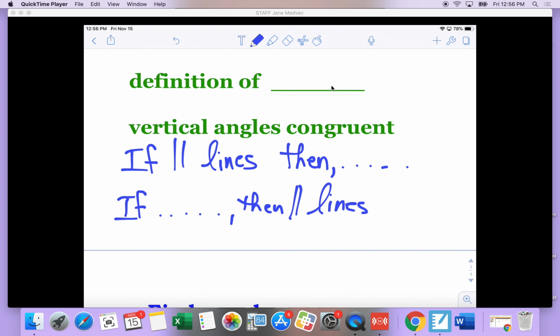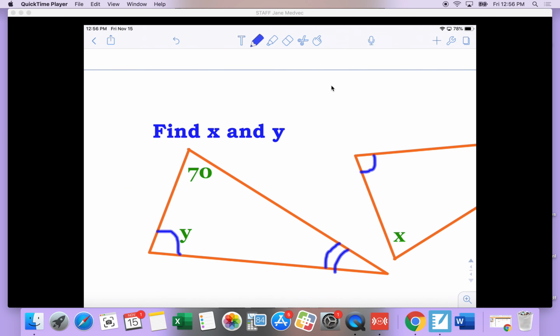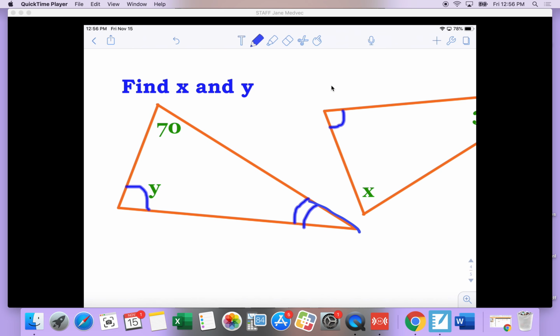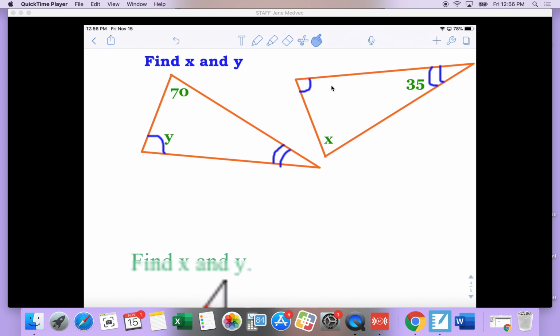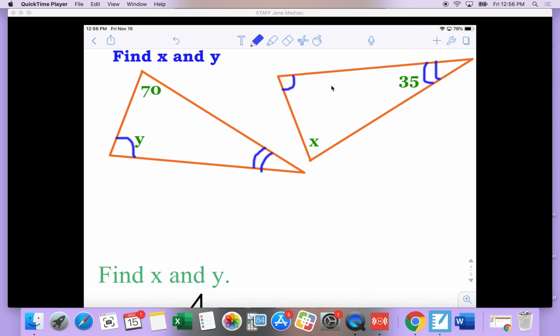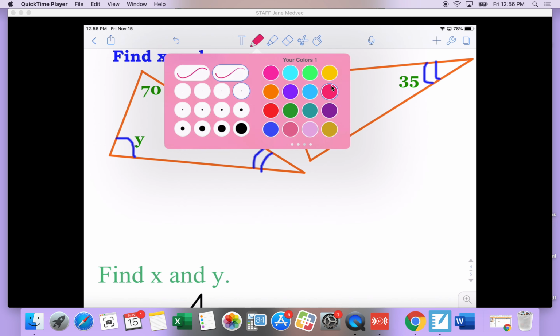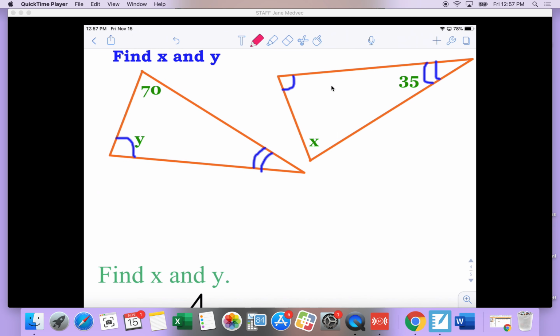Okay. All right, here's some examples. We need to find X and Y. So what do you want to do?